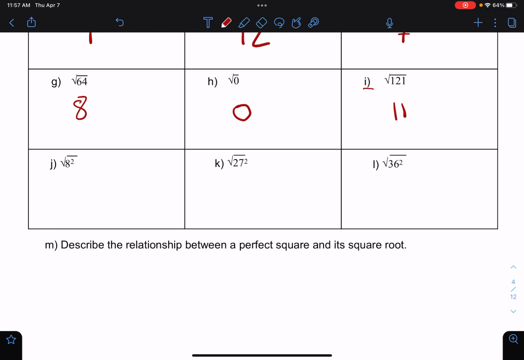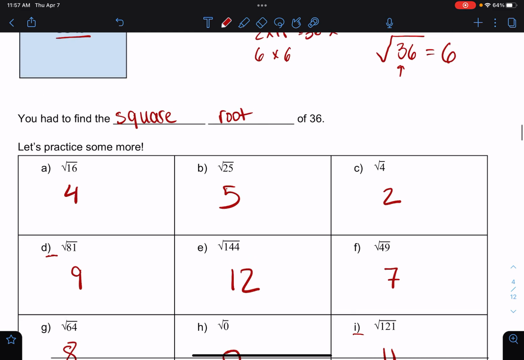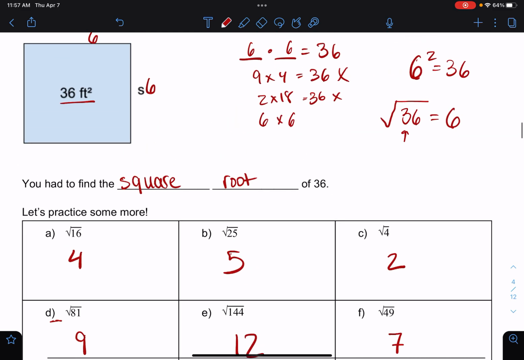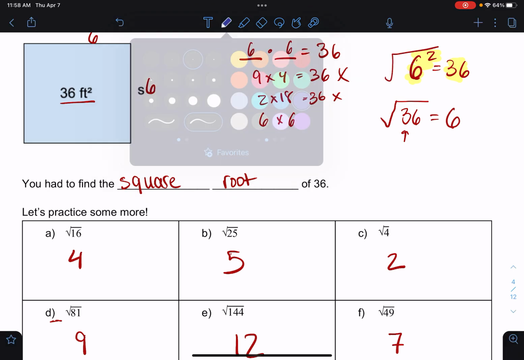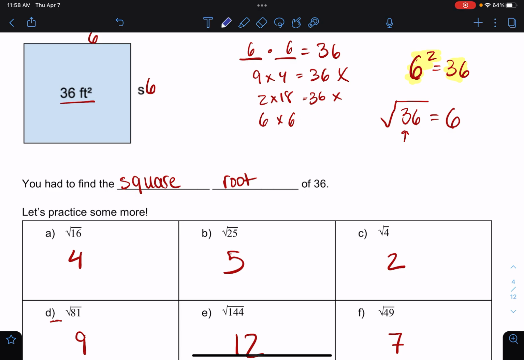Now, something cool about square roots and squares. Let's go back up to the top. I said that 6 squared equals 36. If I took the square root of both of these, the square root of 36 is 6, which means the square root of 6 squared also has to be 6.